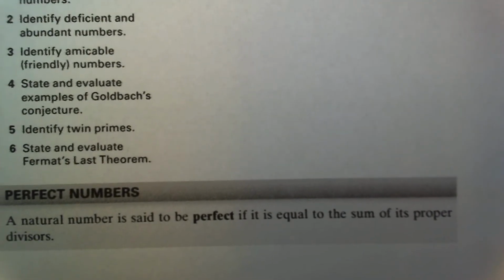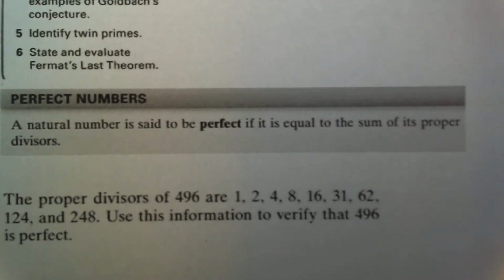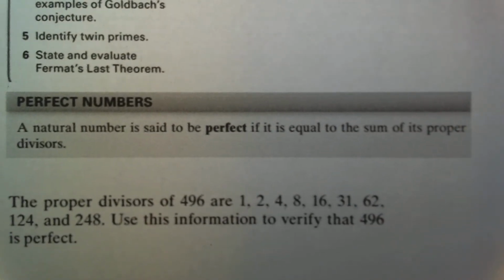And so the definition of a perfect number is that it is said to be perfect if it is equal to the sum of its proper divisors. So the proper divisors are all the divisors of a number except the number itself. Okay? So as an example, let's look at this little exercise here. The proper divisors of the number 496 are 1, 2, 4, 8, 16, 31, 62, 124, and 248. Use this information to verify that 496 is perfect.